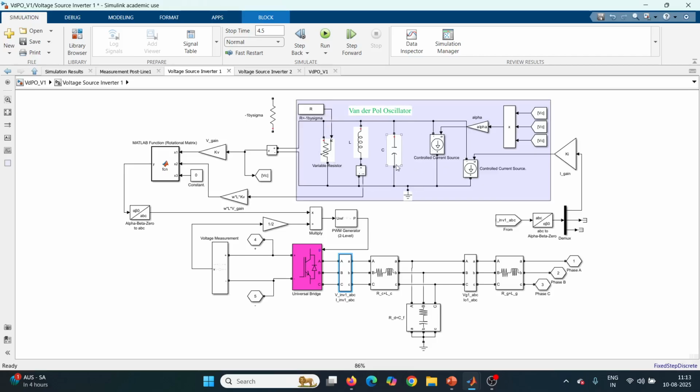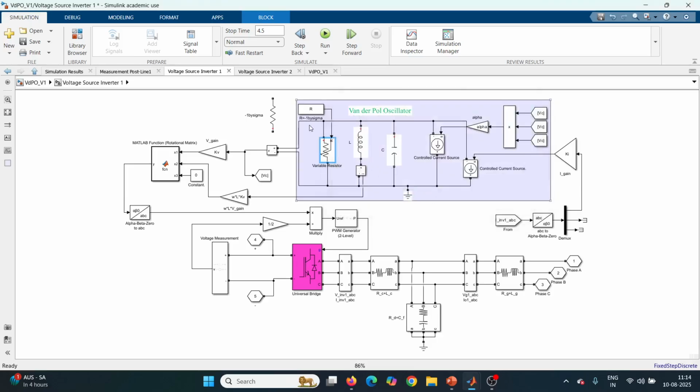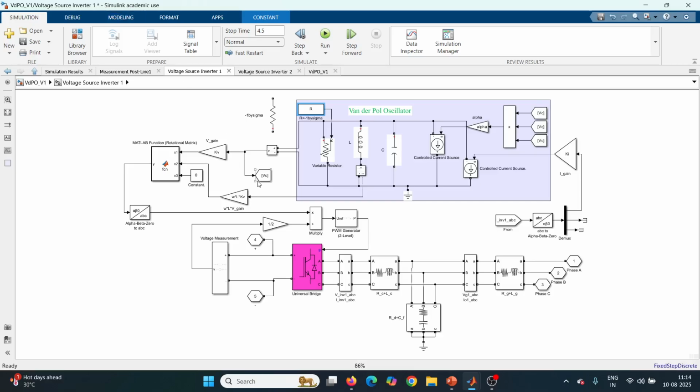Inside the van der Pol oscillator dynamics, we have an LC resonant tank, and we have these two controlled current sources. In one controlled current source, we have input this current gain, and in the other current source the input is alpha VC cubed, and VC is the voltage across the capacitor of the VdPO circuit. And we have a variable resistor whose minimum resistance is default, and we are providing the input as R equal to -1 by sigma. Its value is given in the MATLAB script file, so it will come from there.